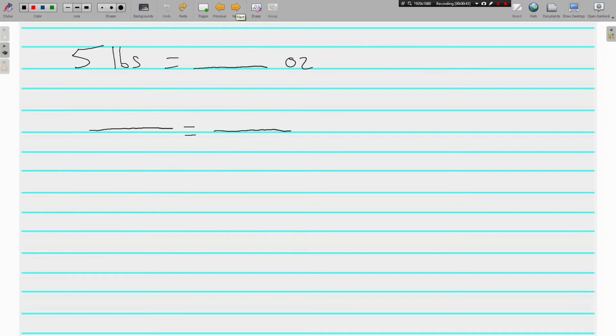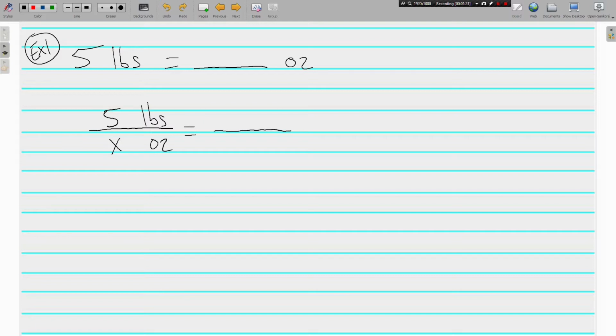Here we have 5 pounds is equal to how many ounces? I guess I should label this as example 1. 5 pounds is equal to how many ounces? Step 1 is what do I have? Well, what am I starting with? I'm starting with 5 pounds. That's what I have. Step 2, what do I want? Well, I want to know how many ounces are in 5 pounds. I'm going to go ahead and put those ounces underneath the 5 pounds. 5 pounds is how many ounces? I'm creating a proportion here that we can solve.